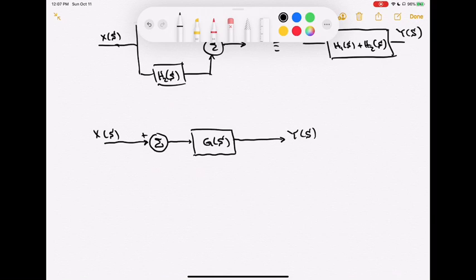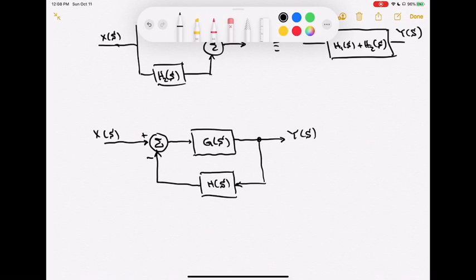The kicker here, the quirk, is that I'm going to take that Y of S and I'm going to feed it back through another system, which I'm going to call H of S. And that is going to get subtracted from the input. So this is sort of an interesting configuration. This is found all the time in control systems. So for those of you who end up going on and taking one of the many controls classes we have available in the department, you'll absolutely see this. This is a basic configuration for a control system.